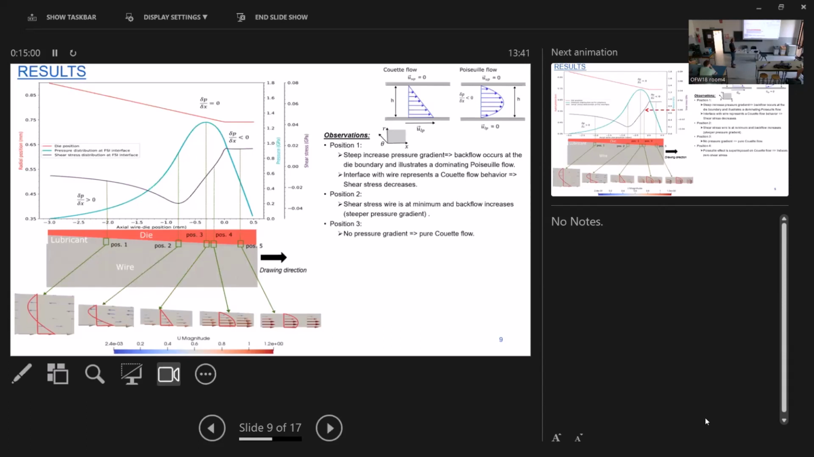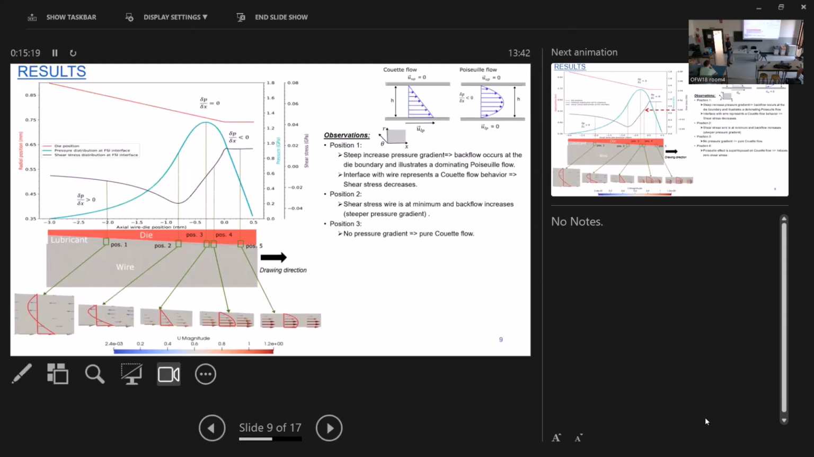What happens here? At a certain point, our pressure reaches maximum, so actually our pressure gradient becomes 0. And if our pressure gradient becomes 0, this kind of flow disappears, so we should expect a pure fluid flow. And that's something that happens. So we have here a pure fluid flow.